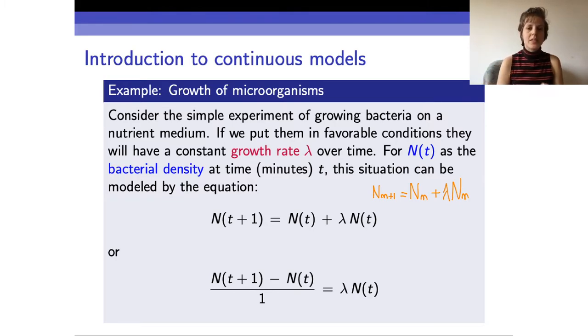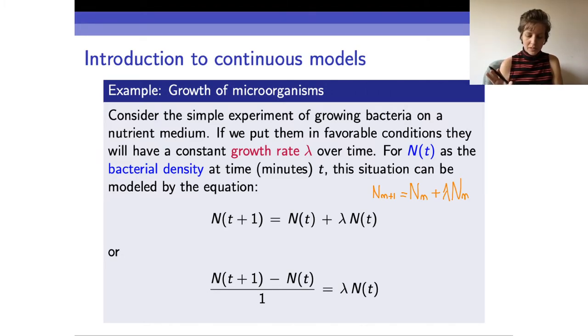So consider the simple experiment of growing bacteria on a nutrient medium, and if you put them in favorable conditions, they will have a constant growth rate lambda over time. For n of t as the bacterial density at time t, the situation can be modeled using this equation. Okay.